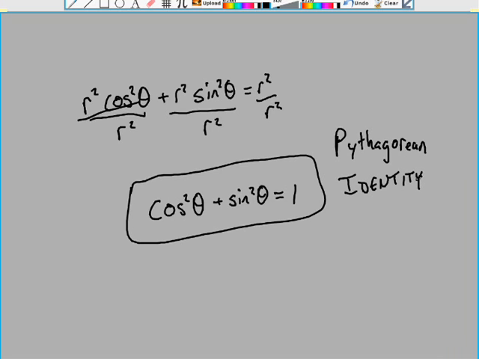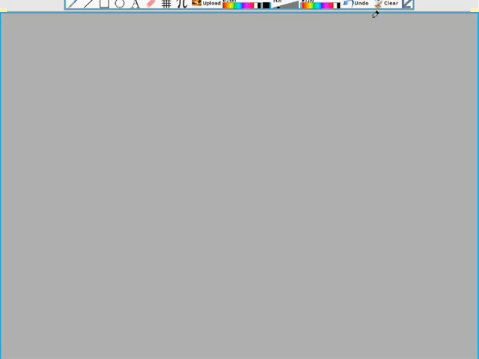Now, there are other Pythagorean identities, and that's what we'd like to go over next, because this is really the starting place. If you want to talk about trig identities, this is where it starts. Okay, so what do I mean by that? So I'm going to rewrite it in the more traditional form. Sine squared theta plus cosine squared theta is equal to 1.